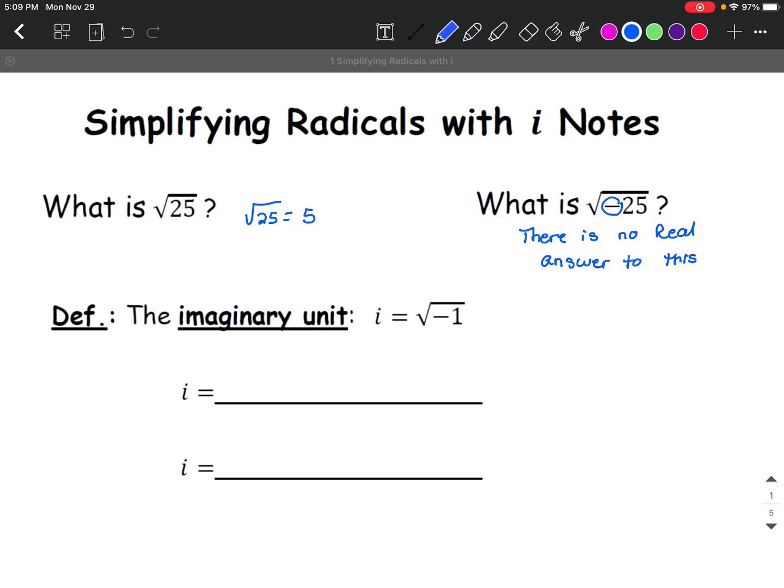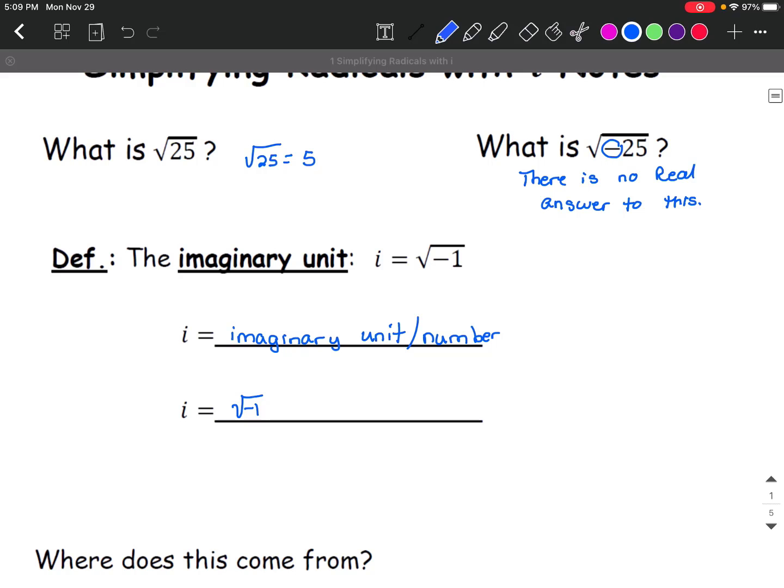And that is where the imaginary unit comes in. Now, the imaginary unit, we use the letter I, and the letter I is equal to the square root of negative 1. So I is the imaginary unit or the imaginary number. And I is equal to the square root of negative 1. Now, where does this come from?